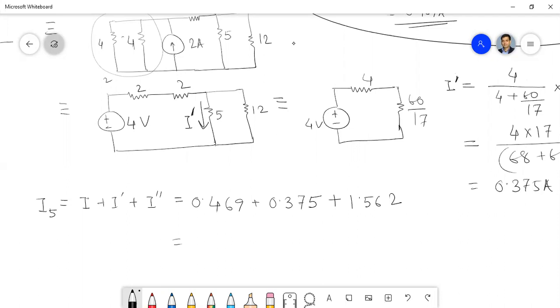Sir, you are rounding off 469. Yes. Whatever digit you take after the decimal, before that you have to round up. Sir, 2.406. Oh, this is 2.466 ampere, the I5. That is the answer.